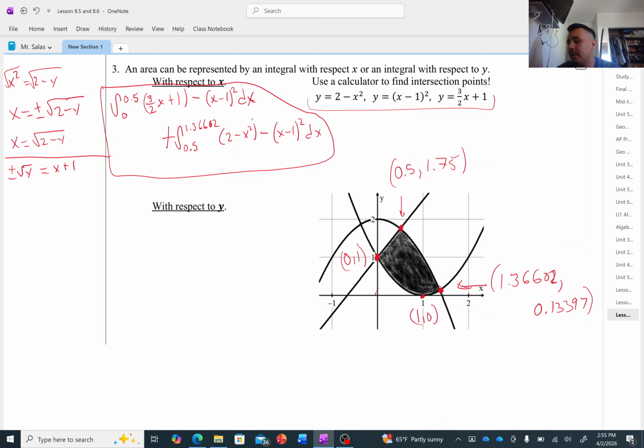Now, I want to leave everything in terms of x. So I'm going to solve for x by doing a minus 1. So now I get x is equal to plus or minus the square root of y minus, oh snap, I messed up.